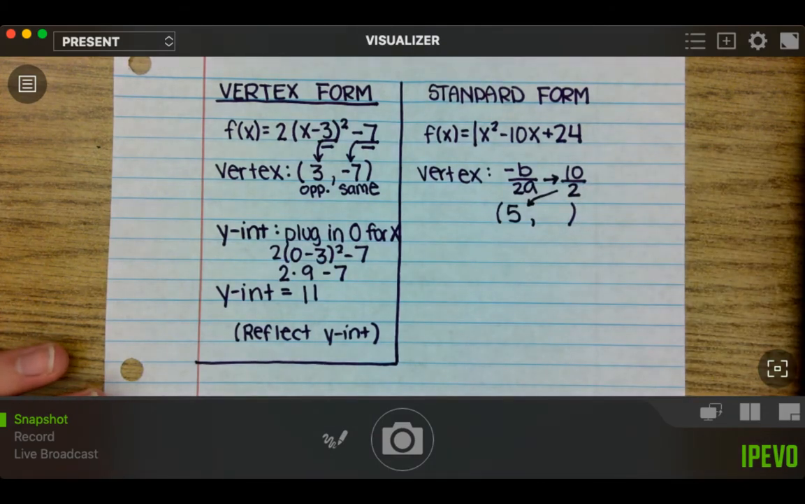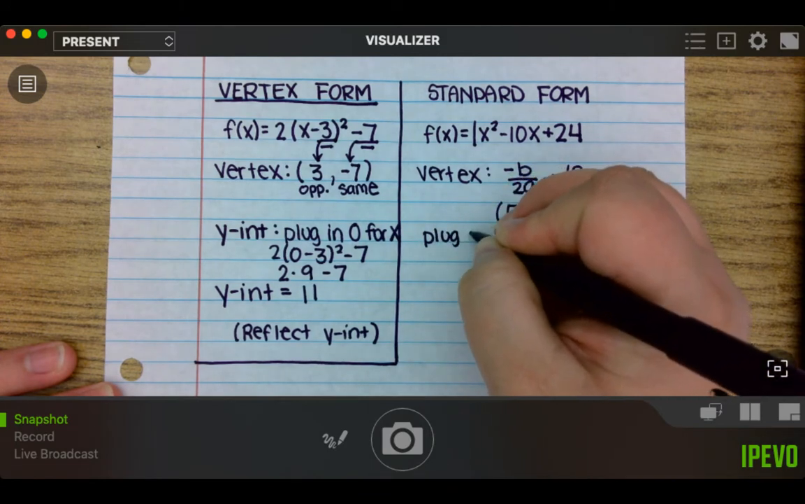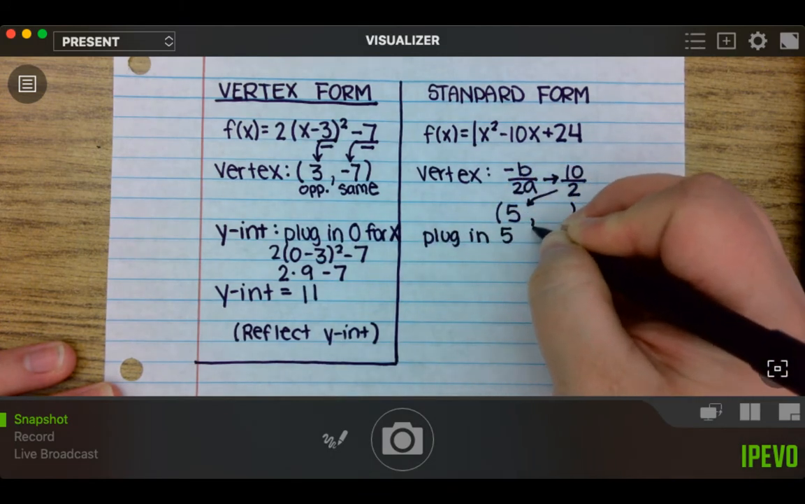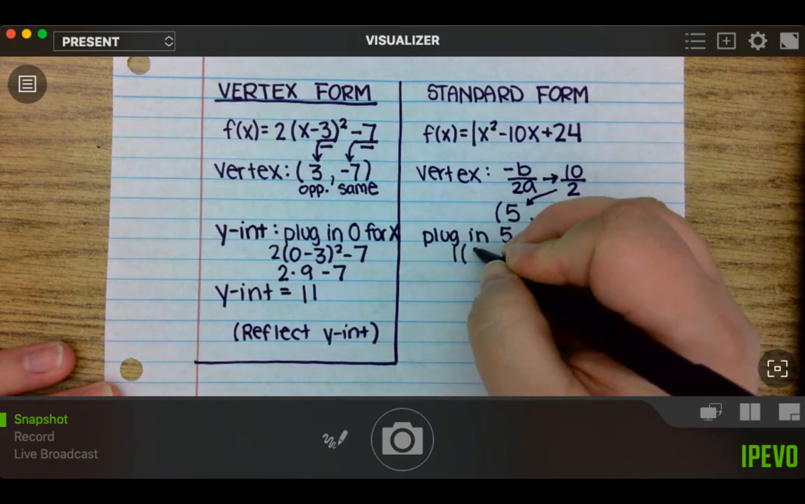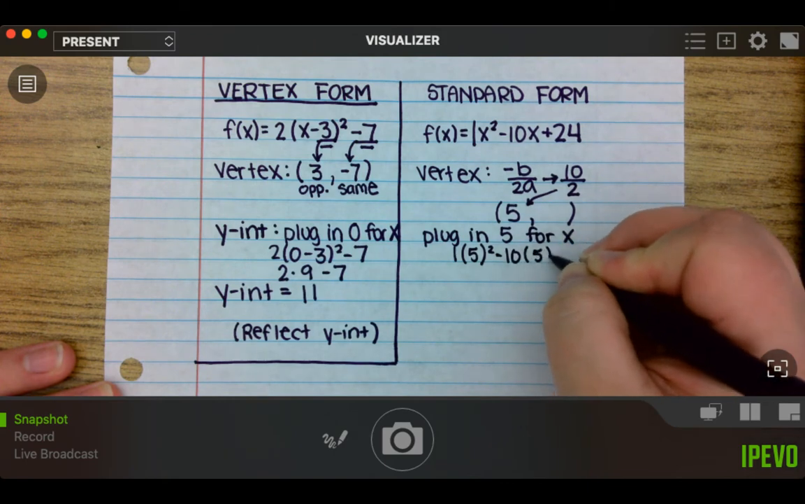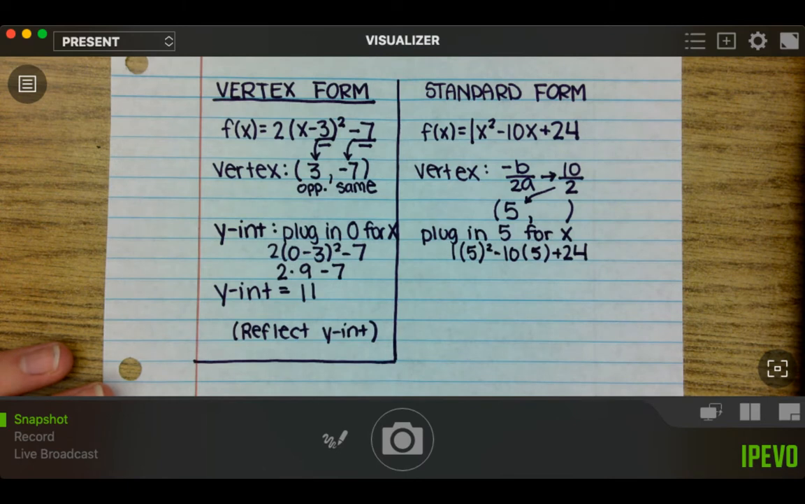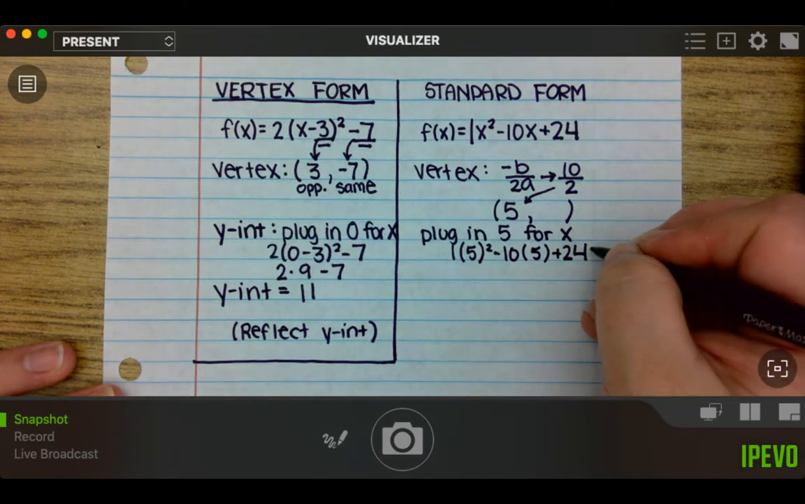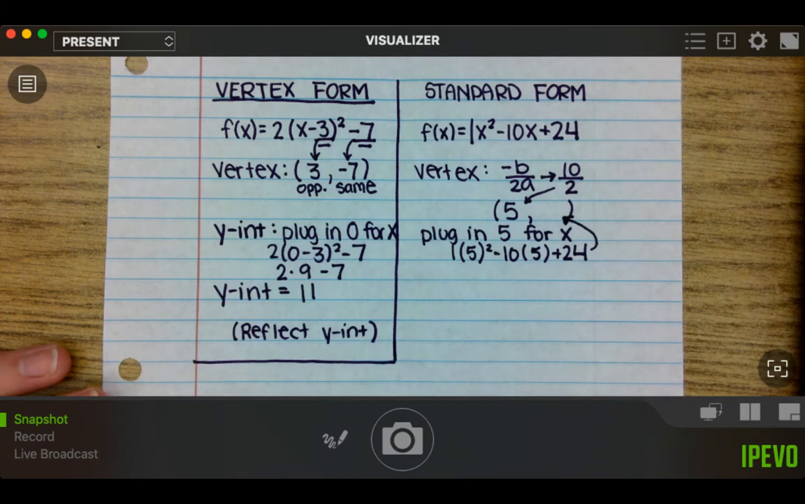Then what you have to do to find the last number is you have to plug in 5 for x. So I'm rewriting the equation, but I'm changing x to 5 in parentheses. The parentheses are a pretty important part, especially if you're typing it in your calculator. And that answer is what finishes off the vertex.